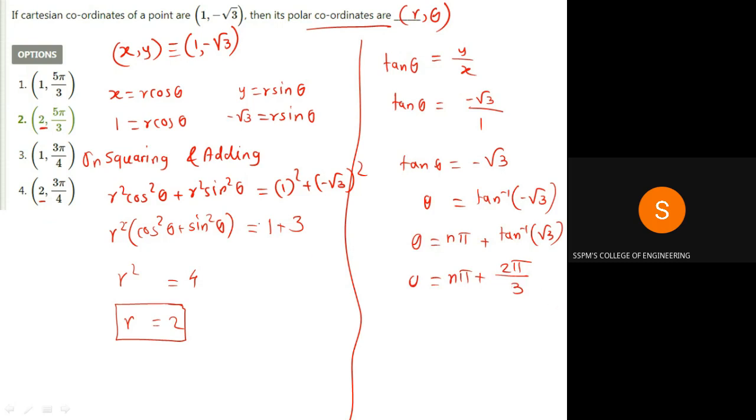Okay. This is the option. Sorry, not 2 pi by 3. It is 5 pi by 3. n pi plus 5 pi by 3. So you can simply write pi by 3. Okay. It doesn't matter. 2 pi by 3, 5 pi by 3. Okay, you can write this as 5 pi by 3. Simply, n pi is not required.